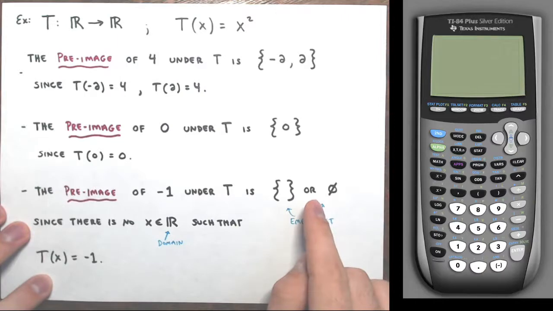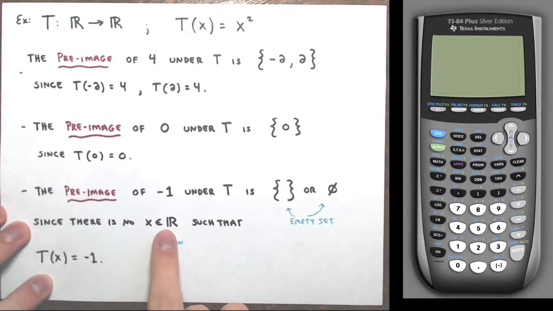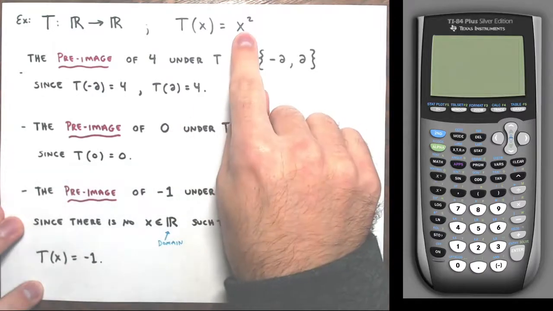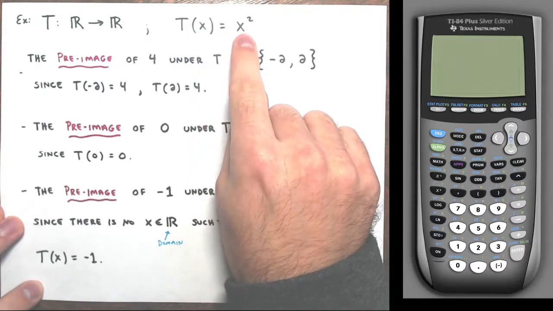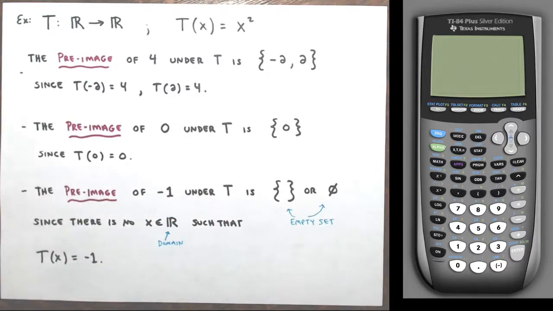The reason is because there is no value in the domain, no x belonging to R, the domain R, such that x has an image of negative 1. T of x is negative 1. Again, because you're squaring things here. This is x squared. You take the image of any real number, T of x, and that's equal to x squared. Any real number squared is never going to be negative. So the pre-image of negative 1 under T is empty.